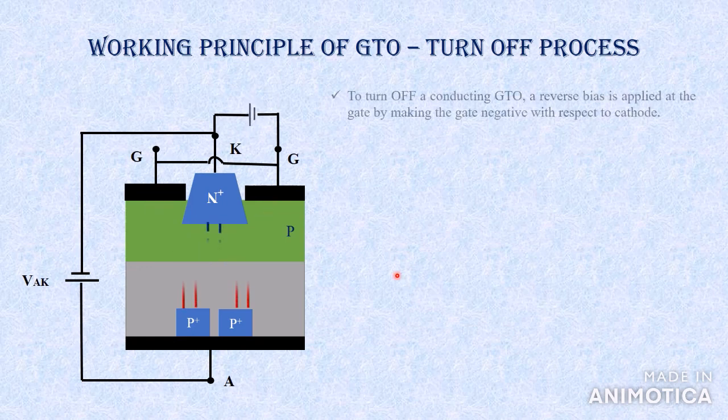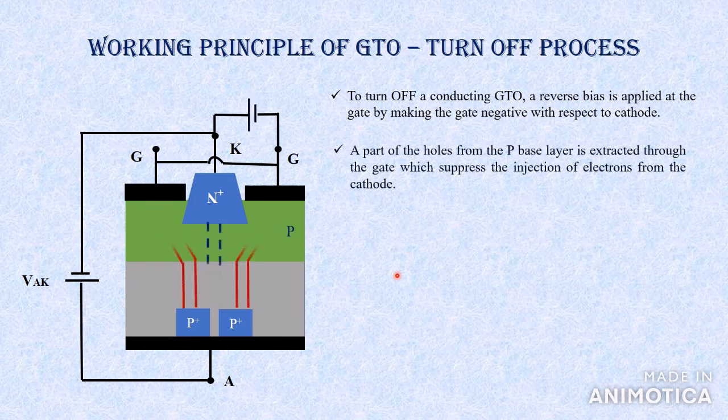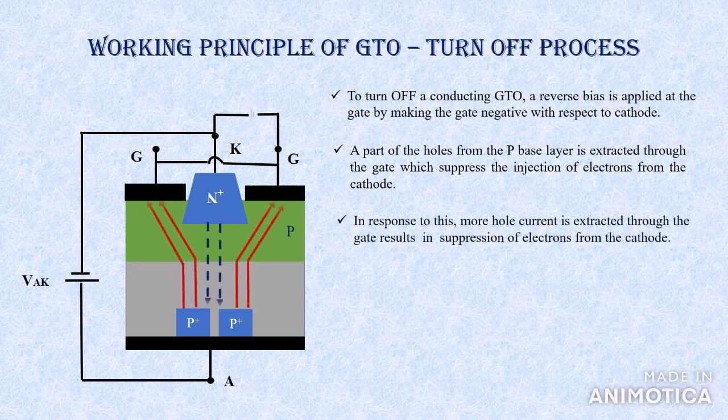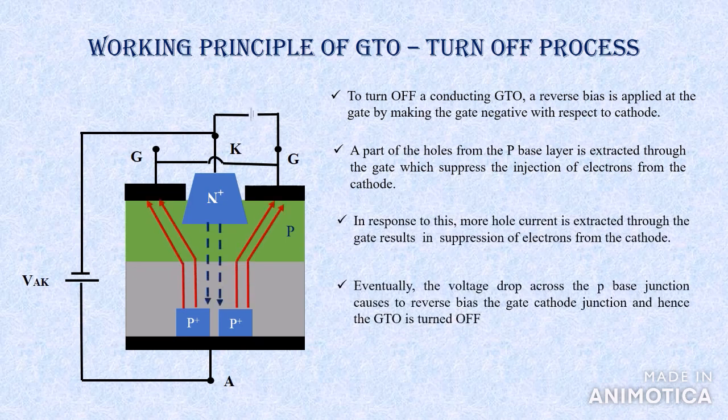So this is what we have discussed. To turn off the GTO, a reverse bias is applied. That is, the gate is made negative with respect to the cathode. As a result, the injection of electrons from the cathode is suppressed. This in turn turns off the device.